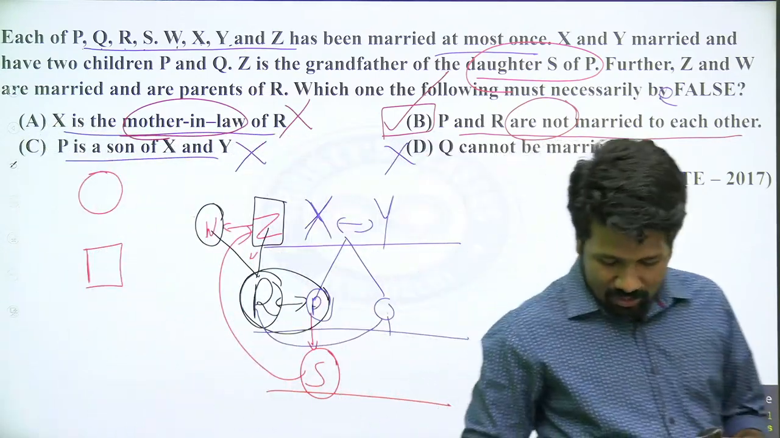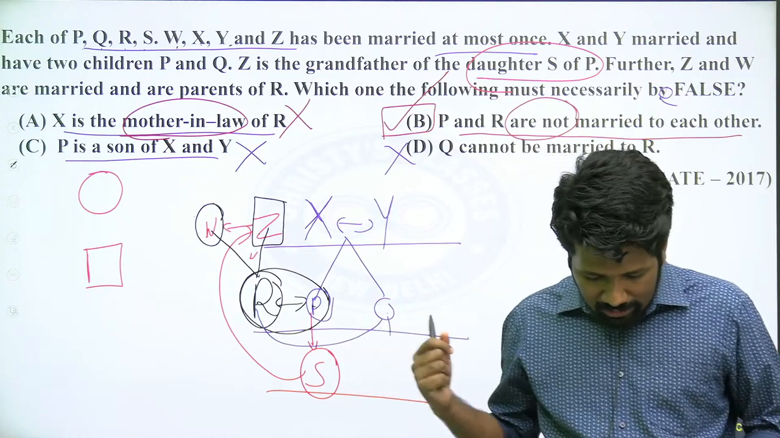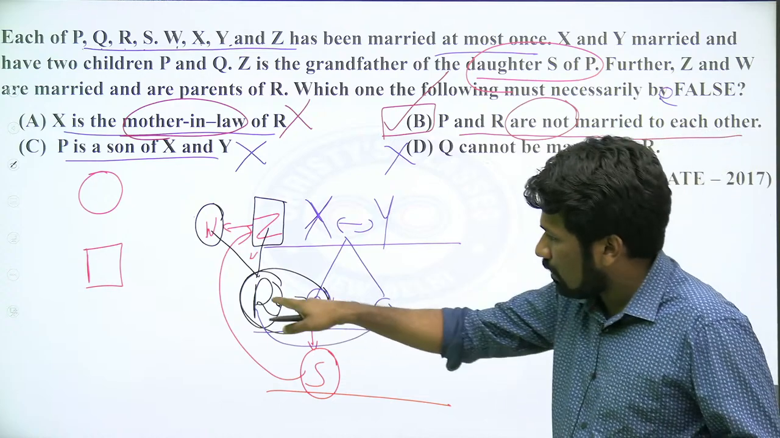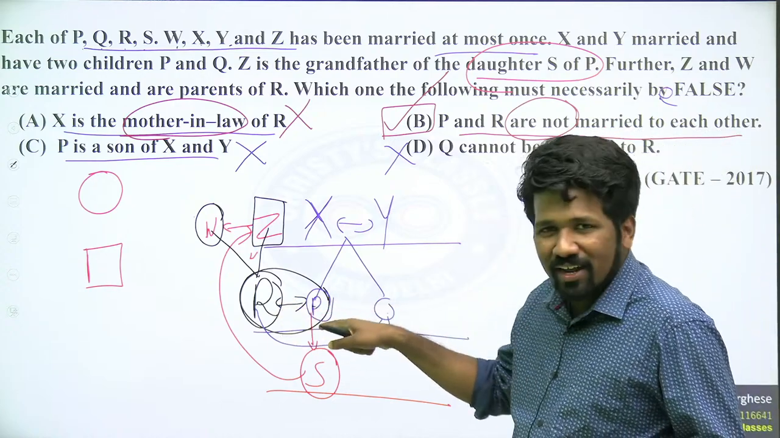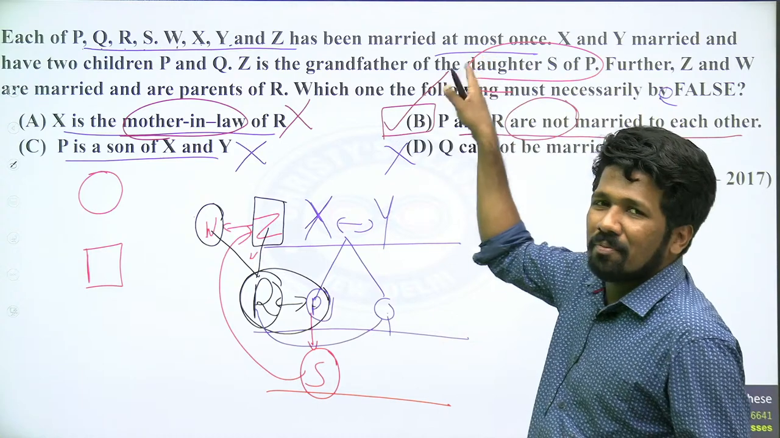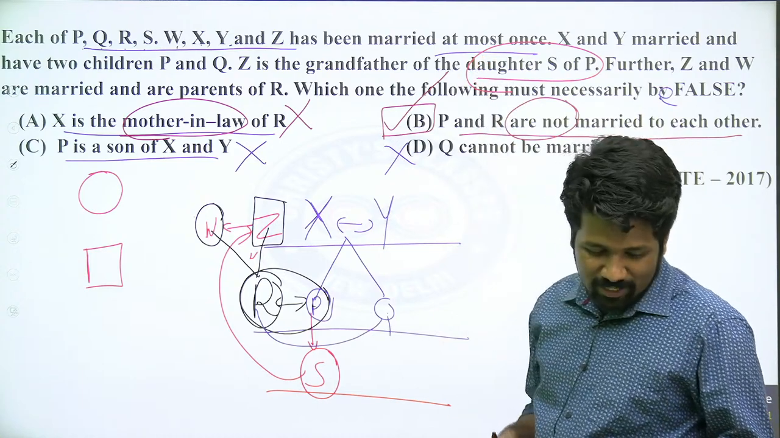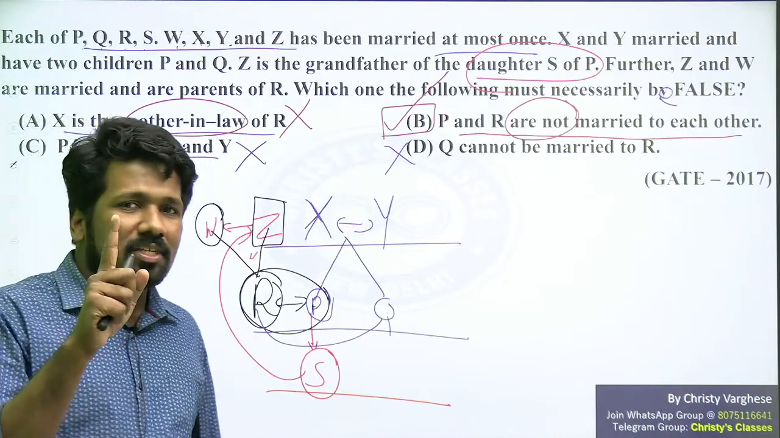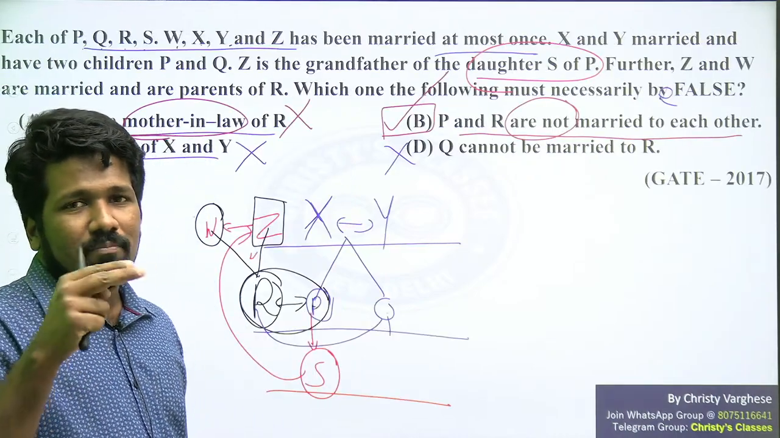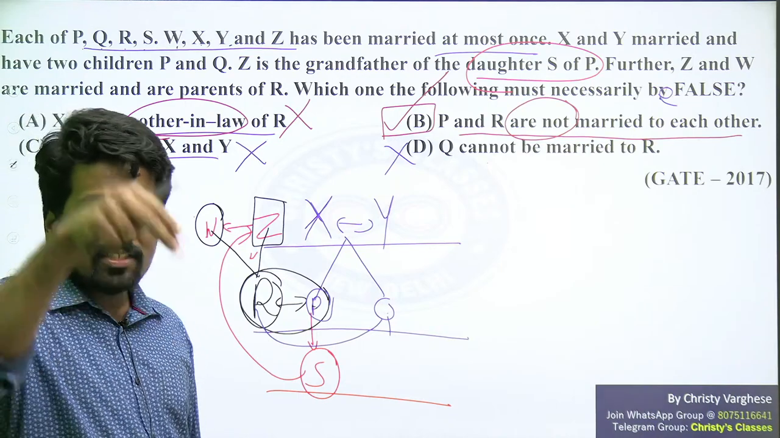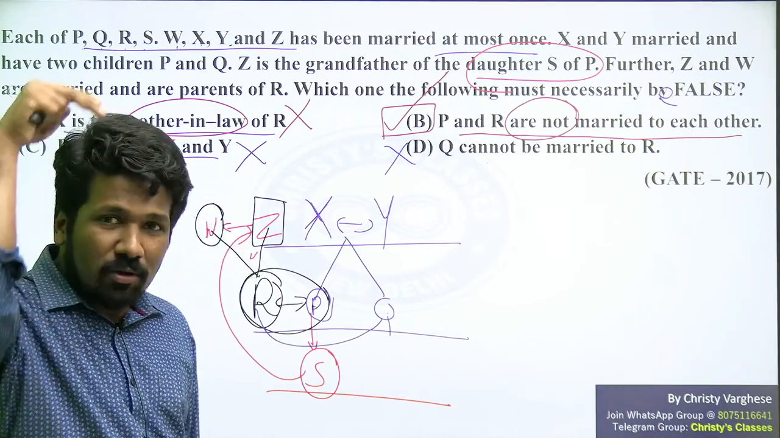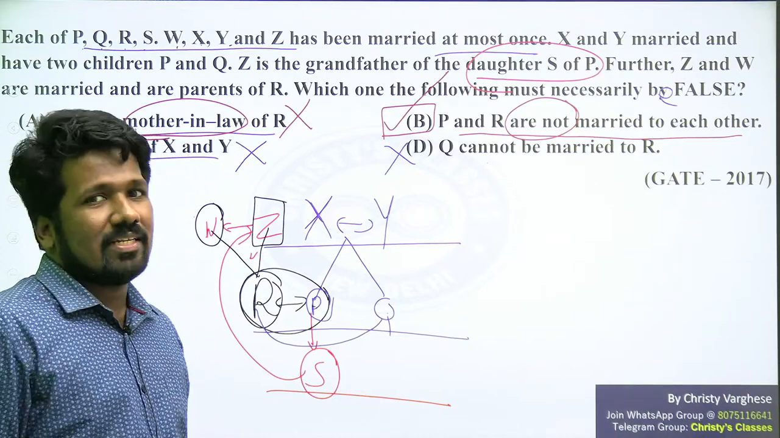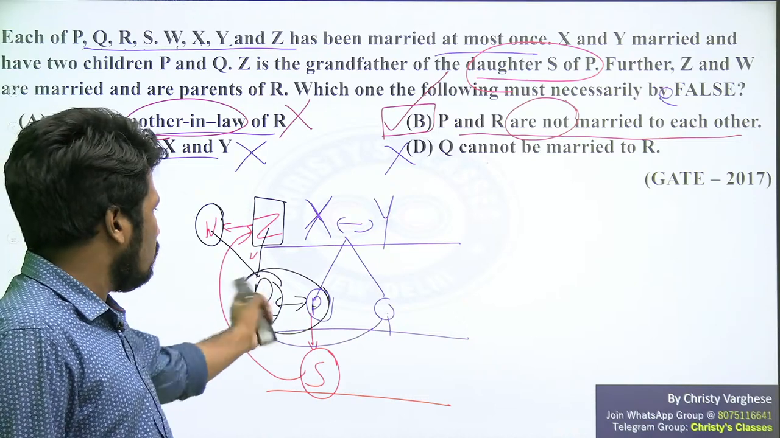This is a good question. Ashutosh, is it clear, option D? Option D is always true because Q cannot be married to R, because P is already married to R. At most once only a person can be married. That's why. Why should P be married to R? I already stated that reason multiple times. Z and W's grandchild is S. P's child is also S. Z and W's child is also R. For all these three arguments to make sense, definitely R should be the partner of P.